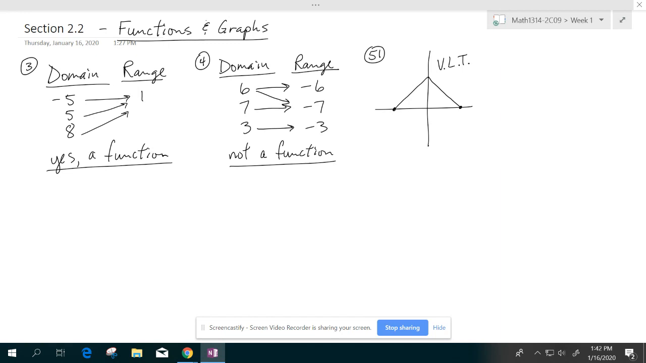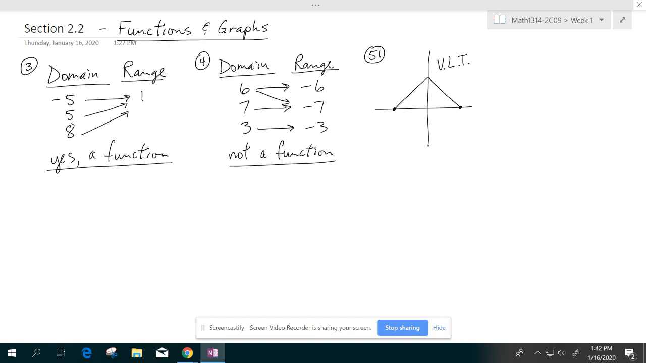Well, what the vertical line test says is, if you draw a vertical line and it touches the graph more than one time, it's not a function. So is there anywhere that I could draw a vertical line that would touch the graph more than one time? Or does every vertical line that I could possibly draw touch only once?